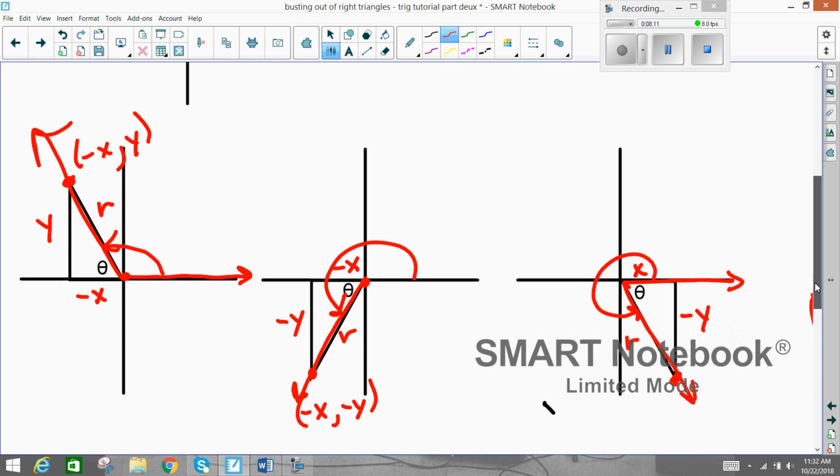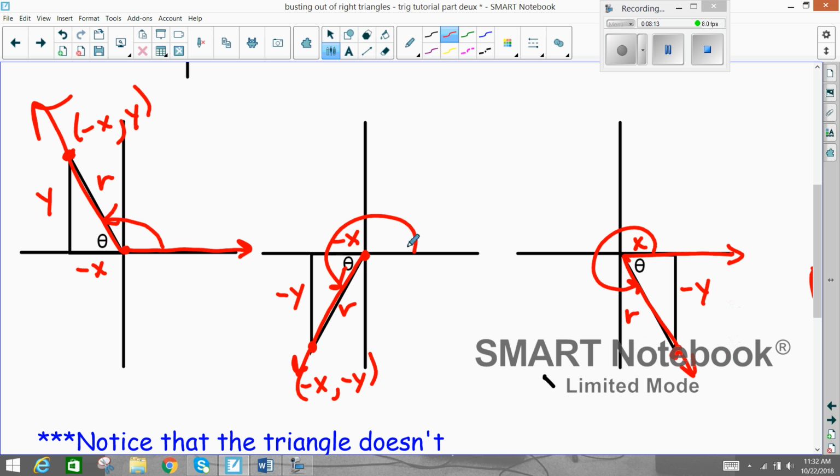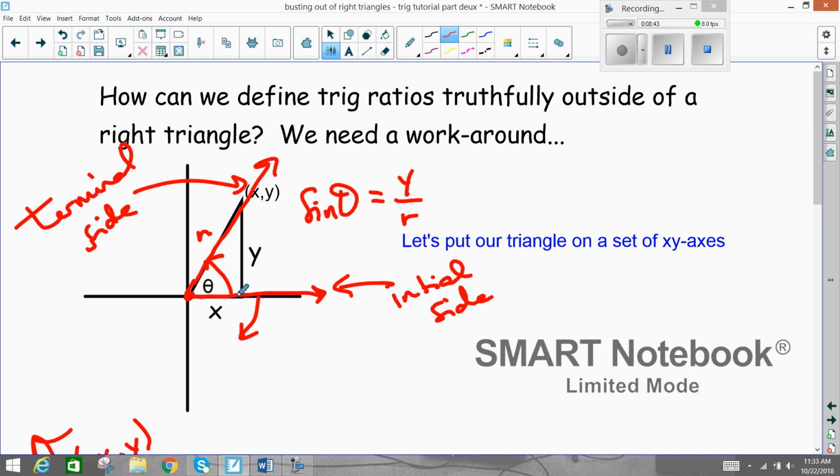When we move to our third quadrant, the sine of our angle is negative y over r. So it looks like the sine of an angle that falls in the third quadrant is going to be negative, believe it or not. The sine of an angle that falls in the fourth quadrant is going to be negative y over r again. So the sine of an angle that falls in the fourth quadrant is going to be negative. But it's going to be the same as the ratio for the triangle that falls in the first quadrant.